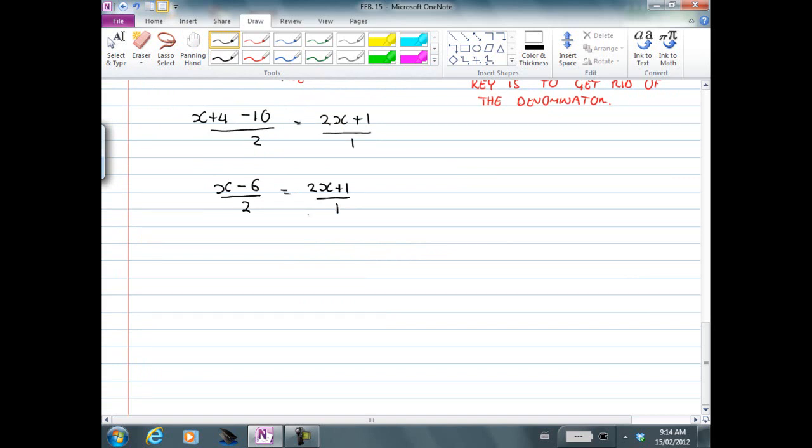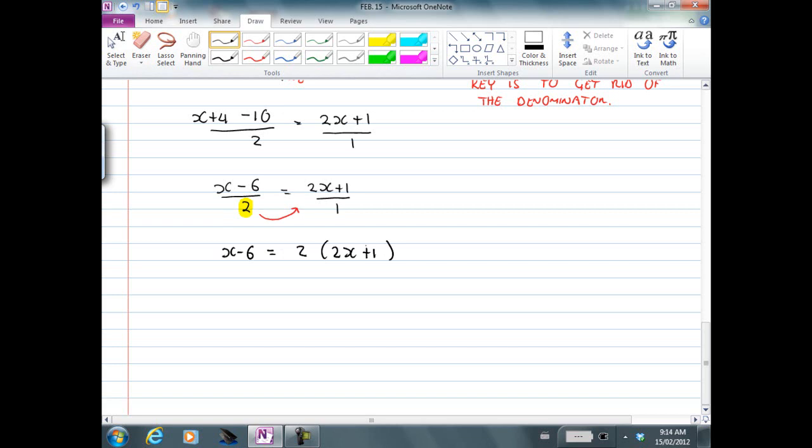Back in grade 9, grade 8, you were taught something, a trick. When you have one fraction on the left side, one fraction on the right side, you're going to cross multiply. So what we can do is bring this 2 over here by multiplying by 2. Back to you across the technique called cross multiplication. So this becomes x minus 6 equals 2 times 2x plus 1.